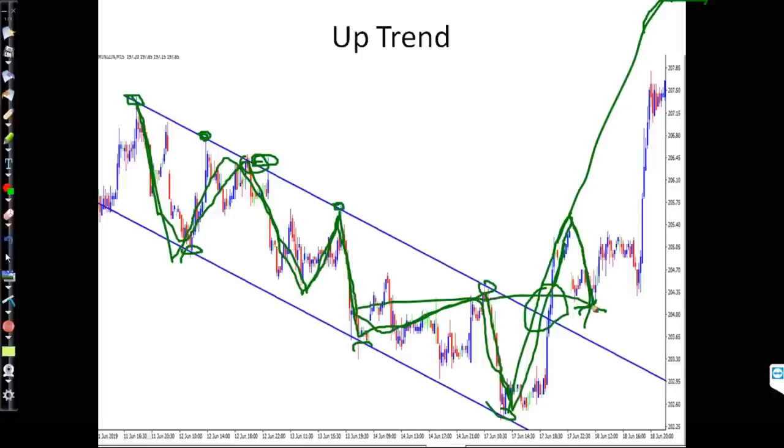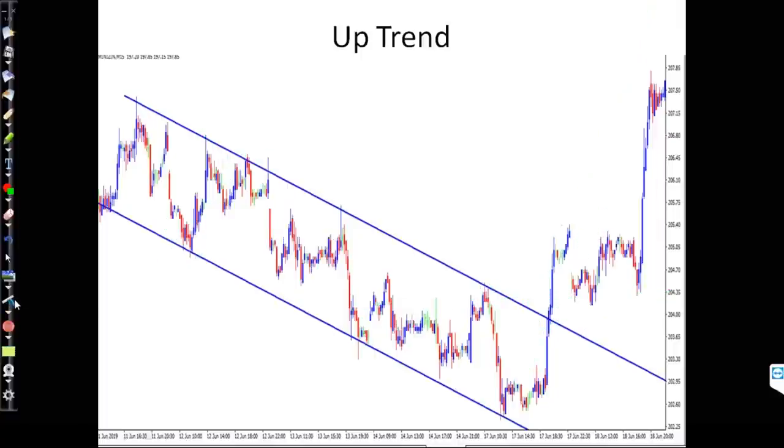Because we have, I'll tell you in our trading strategy how to enter in this market. This is the uptrend confirmation: it just broke this channel and the market just boomed.